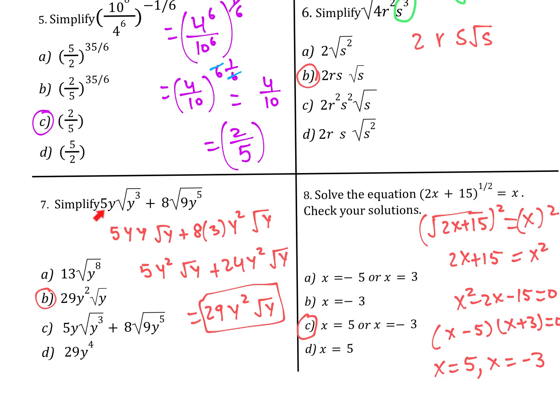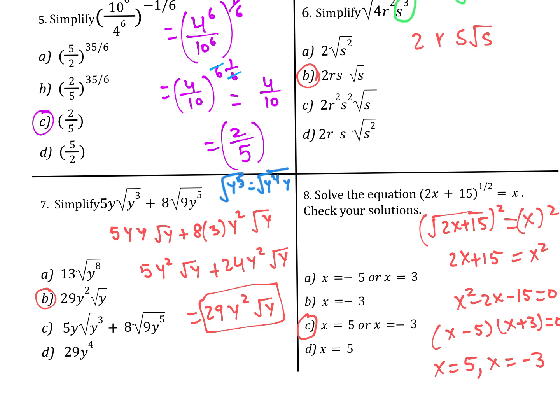Next we have here 5y. Change this y cubed as y squared times y. The square root of y squared is y outside of the radical symbol, and one of the y remains inside. Now the square root of 9 is 3, and change this y to the power 5 as y to the power 4 times y. The square root of y to the power 4 is y squared, and this y remains inside. When you have like terms, you add this 24 with 5, you get 29 y squared square root of y.